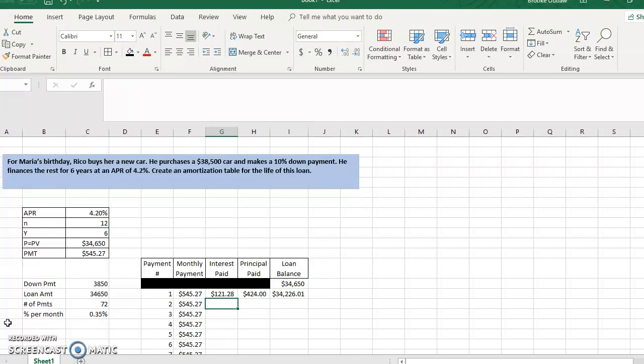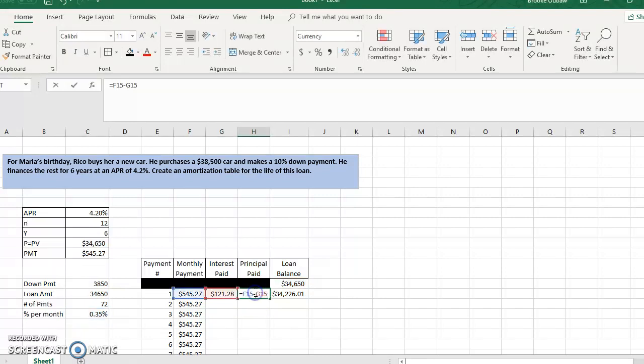Now we're going to do the same thing for the next row, but let's use the drag feature. Let's think about this first one. In month two, we're still going to want to take 0.35%, but now we're going to take it of that $34,226.01. So the 0.35% is going to stay the same throughout this whole thing. The only thing that's different is going to be that new loan balance. Since that 0.35% needs to be the same for all of these, we're going to anchor that down.